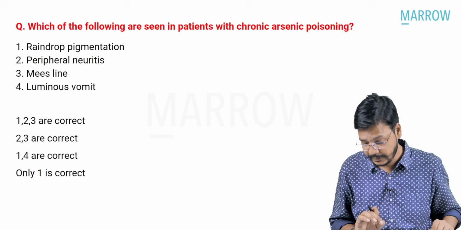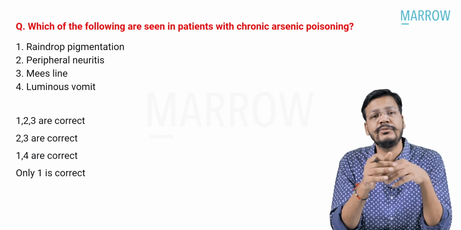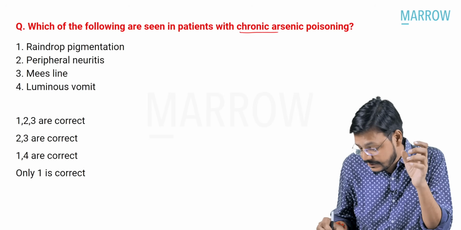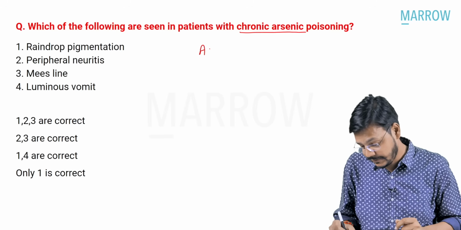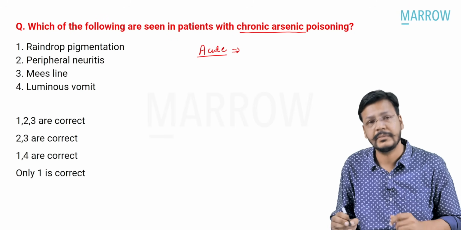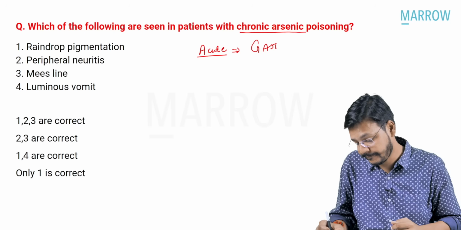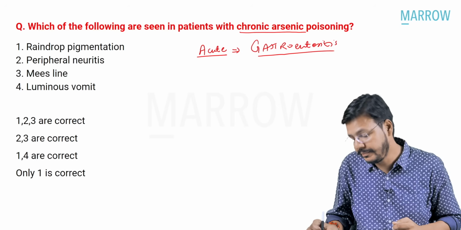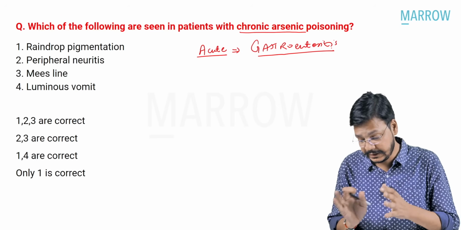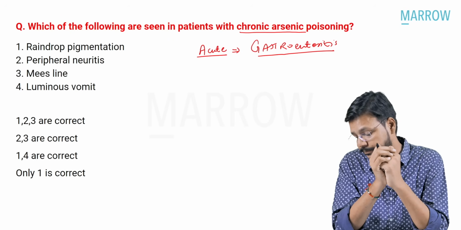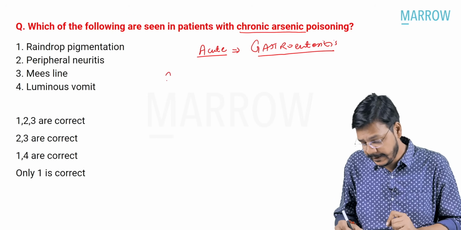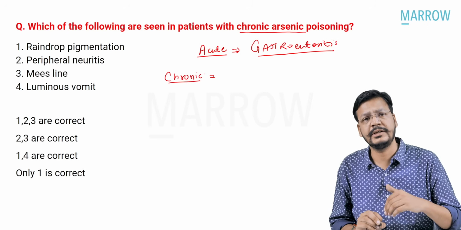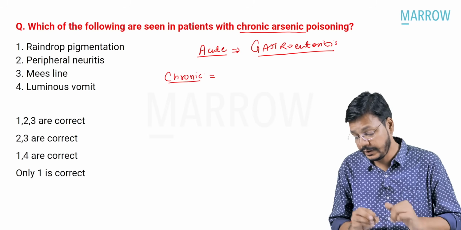Very, very important. Now, sir, the same kind of question: the important features of chronic arsenic poisoning have been asked. If you go for acute arsenic poisoning, it causes gastroenteritis. It mimics cholera. But sir, the question is asked about chronic arsenic poisoning. In acute arsenic poisoning, it goes to the liver and blood. That's chronic arsenic poisoning.